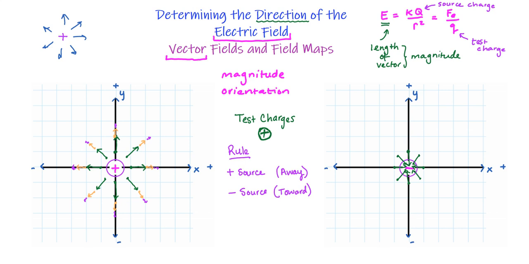Now, the last thing that we're going to discuss here is how do you go from a vector field, which shows all these little individual arrows, to what we refer to as a field map. The way I like to think about it is that the vector field is the more specific, whereas the field map is less specific. So what the field map does essentially is it takes all those vectors and just connects them. So right now I can see that the field is getting weaker as I move out because the arrows are getting shorter.